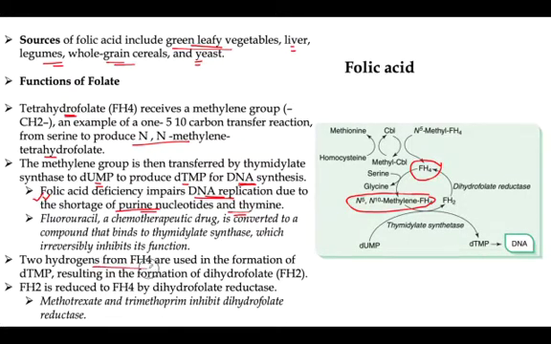Now, 2 hydrogens from tetrahydrofolate are used in the formation of dTMP, resulting in the formation of dihydrofolate, as you can see here, and this particular reaction is catalyzed by dihydrofolate reductase. Now, methotrexate, which is also a chemotherapeutic drug used for the treatment of cancer, and trimethoprim, which is an antibiotic, inhibit this particular enzyme, dihydrofolate reductase.